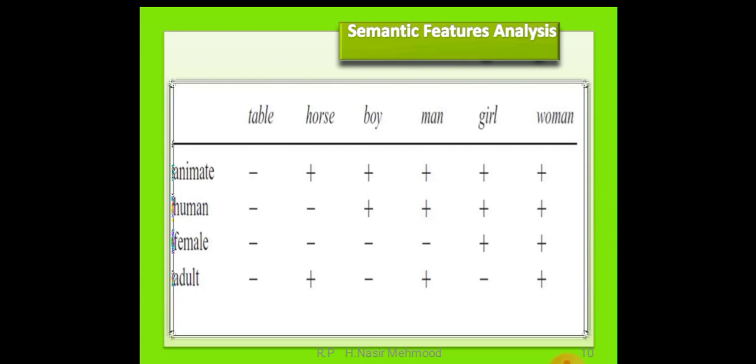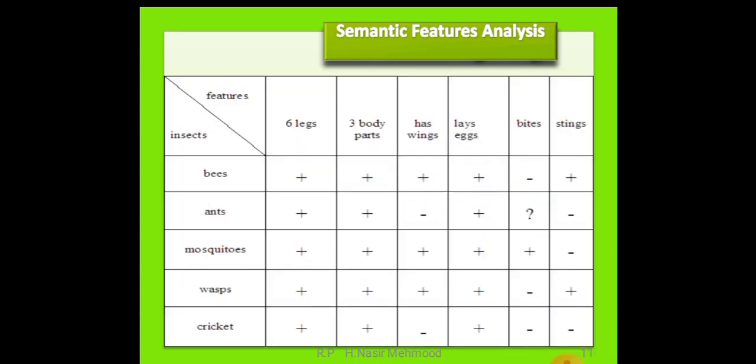In the same way, skipping ahead to woman: animate, positive; human, yes; female, yes; adult, yes. So all the features are possessed by woman, which is why we marked them as positive. This is how we can analyze the semantic features of different words.